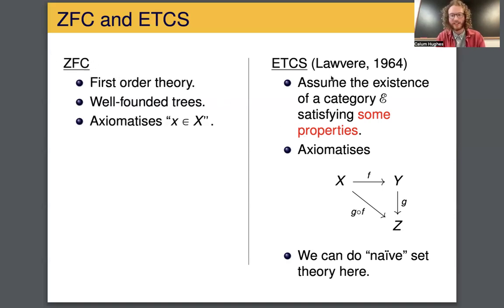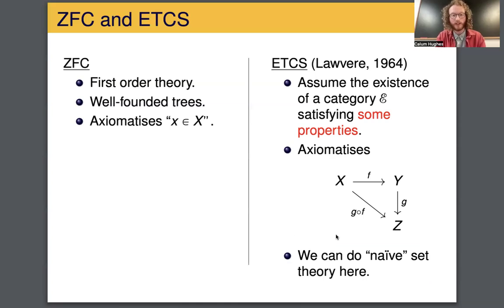In contrast, we assume the existence of a category E which satisfies some properties, and these properties are the content of the elementary theory of the category of sets. This axiomatizes sets, functions between sets, and compositions of these things. It's in this sense that it axiomatizes the category of sets. The point is that we can do a kind of naive form of set theory here, and I'll talk a little bit more in a bit about what I mean by naive.